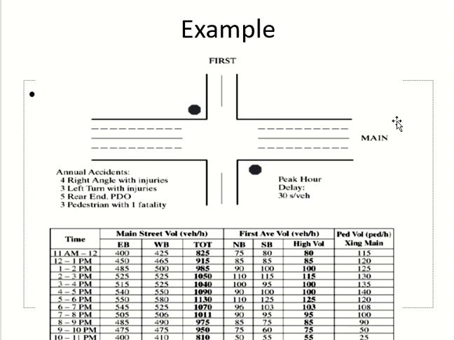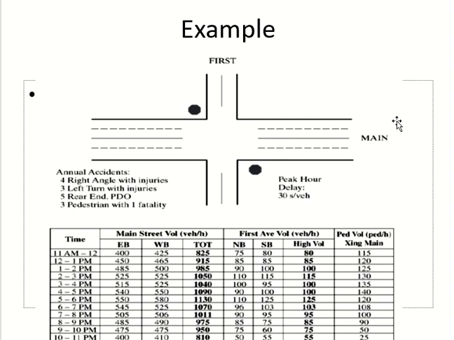The delay in the peak hour is given: 30 seconds per vehicle. It is for the minor street, and we only need it for the minor street. The data is given from 11 a.m. to 11 p.m. How many hours? 12 hours.